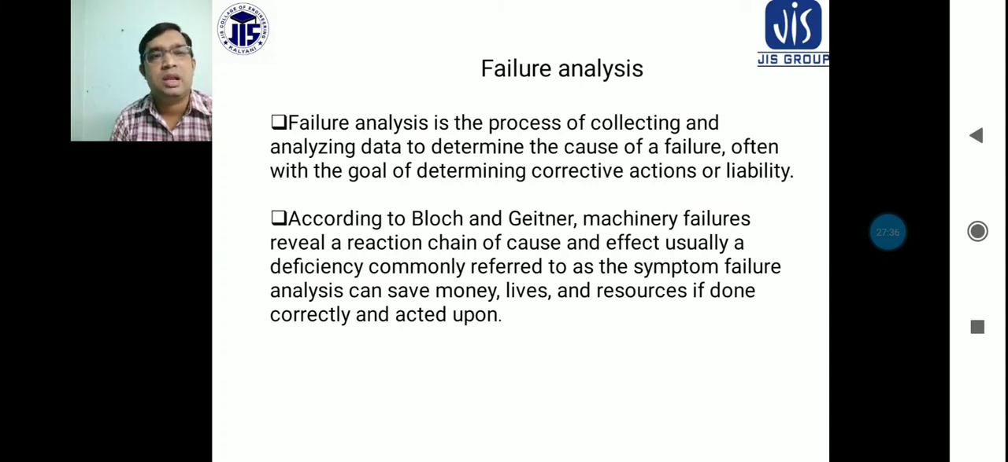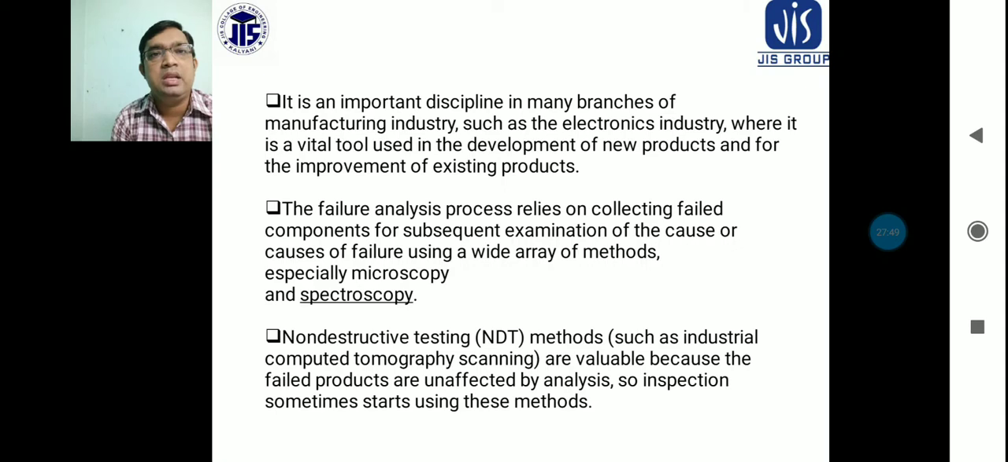During failure analysis, different procedures are used according to liability and how we handle defects, with zero defects being the system goal considered. And it is an important discipline in many branches of manufacturing industry, such as the electronics industry, where it is a vital tool used in the development of new products and for the improvement of existing products.